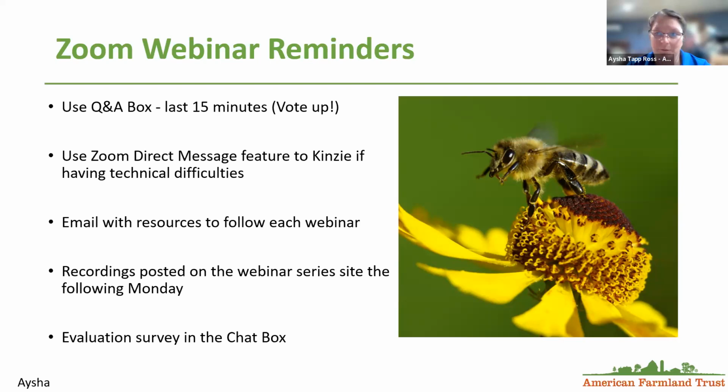We are using the Zoom webinar platform for this series. So that means as attendees, you will have your camera and microphones turned off throughout this event. You can use the Q&A feature at the bottom of the screen at any time to ask questions, and the speakers will answer the questions during the last 15 minutes of the event. You can use your name or be anonymous when asking questions or making comments. You can also vote up questions you want prioritized. If you're having any technical difficulties, you can direct message me and I'll try to help you out.